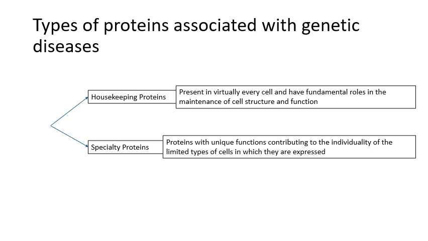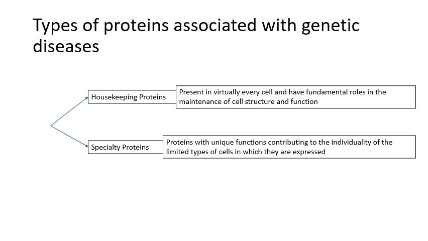One thing it'll be useful for us to all understand is that there are two main different types of proteins within our body. One type is called the housekeeping protein, which is present in virtually every cell, and these proteins have fundamental roles in the maintenance of cell structure and function. And the other types of proteins are the specialty proteins. These are proteins with unique functions contributing to the individuality of the limited types of cells in which they're expressed.